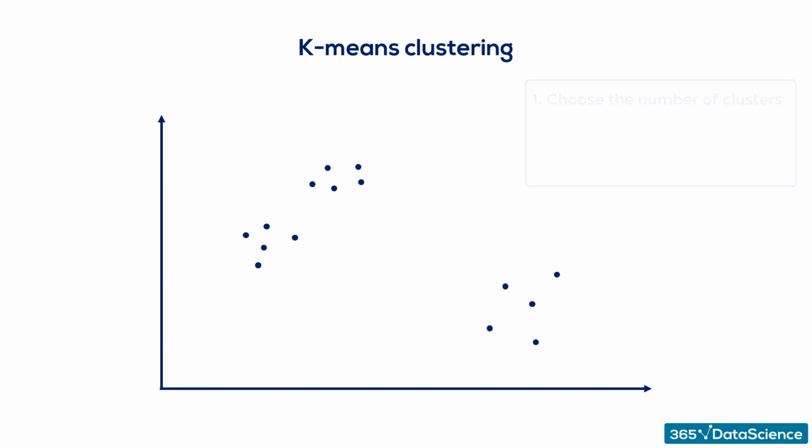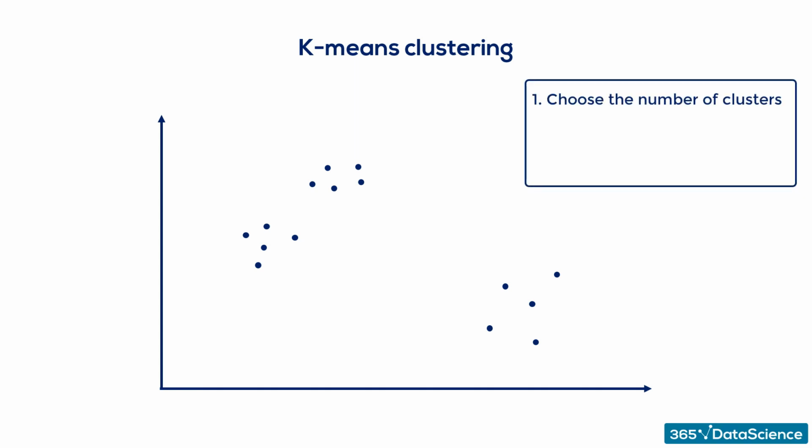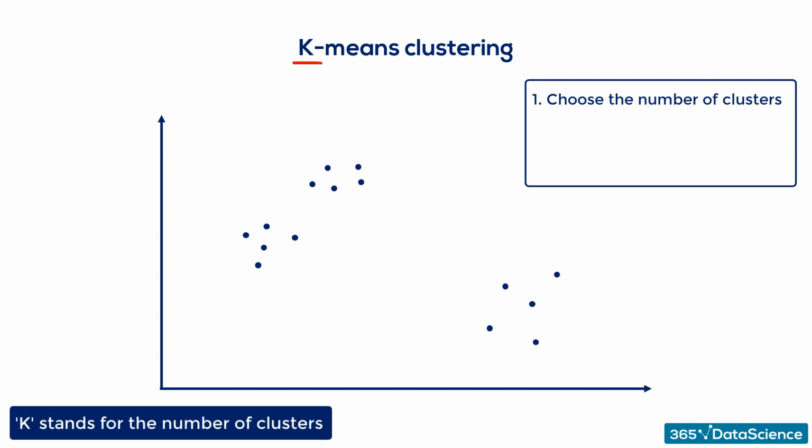First, we must choose how many clusters we'd like to have. That's where this method gets its name from. K stands for the number of clusters we are trying to identify. I'll start with 2 clusters.